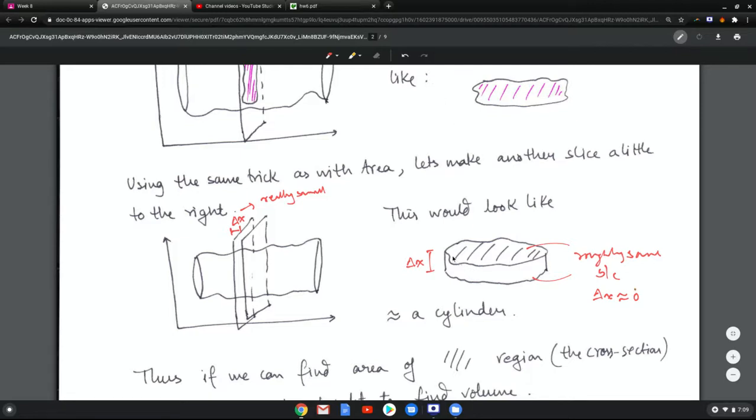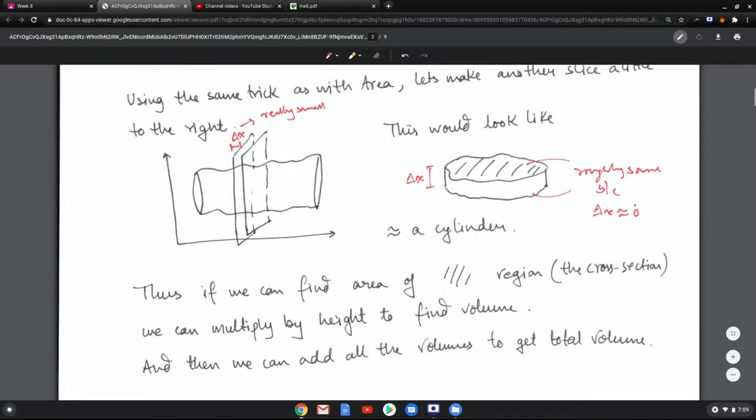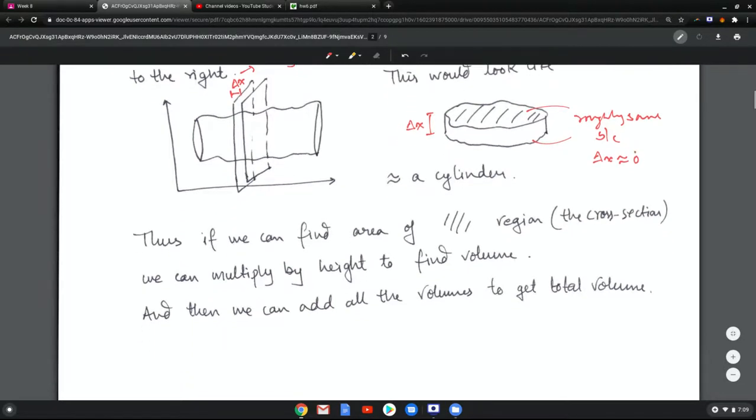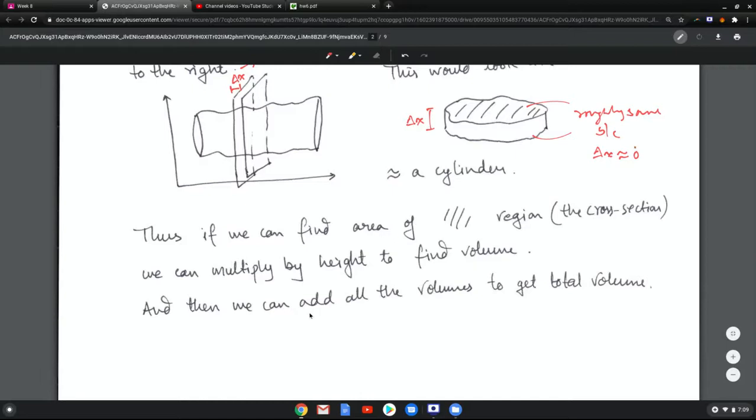And then we can approximately say that this shape on the top is like a cylinder, or if we can find the area of the shaded region, then we can find the volume of this entire block. Because in general, volume is area of base times the height. And we add up all these volumes to get the total volume. Now when we say add up all these volumes, that process is the process of integration.